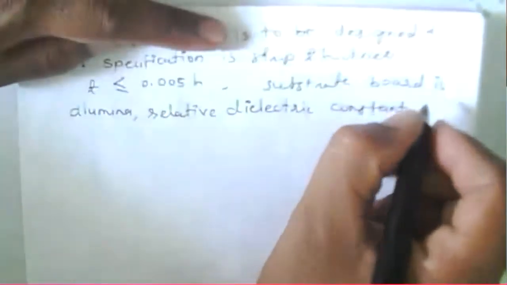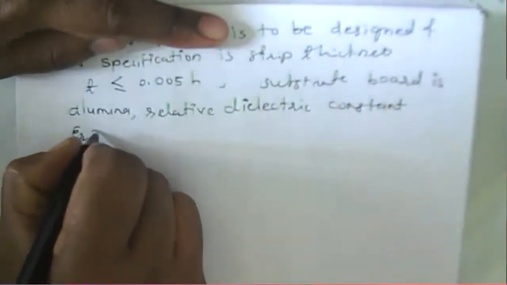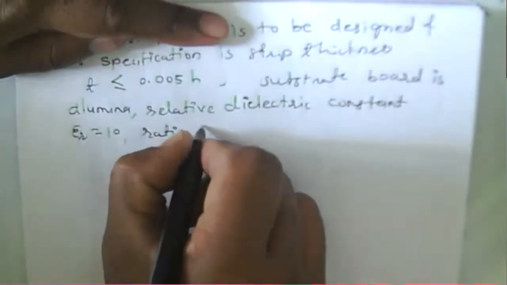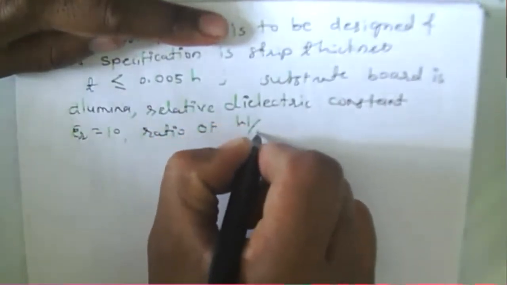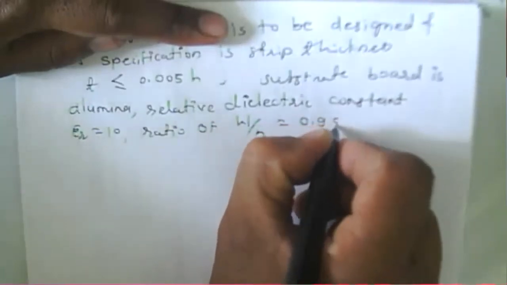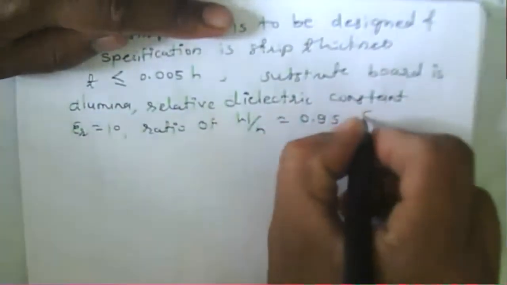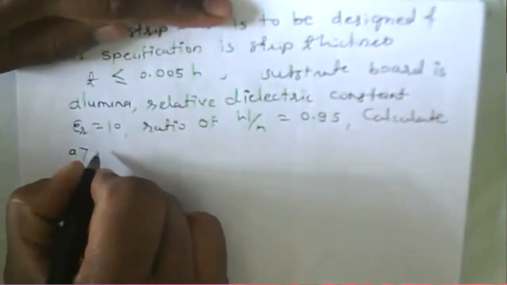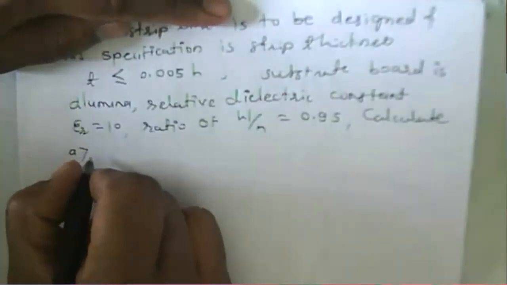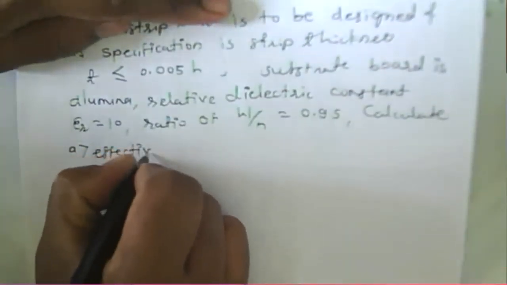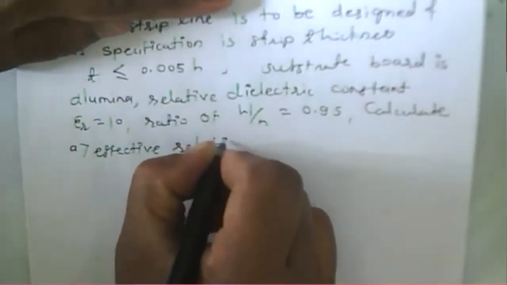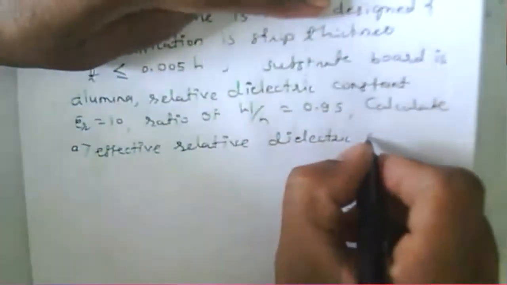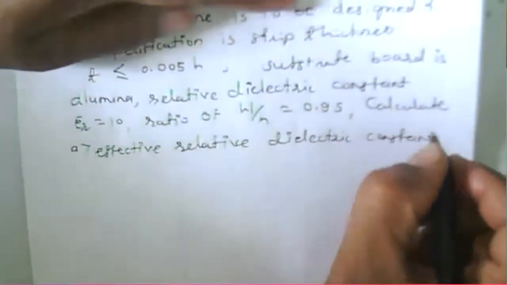Substrate board is alumina. Relative dielectric constant epsilon r is equal to 10. The ratio of W by H is equal to 0.95.